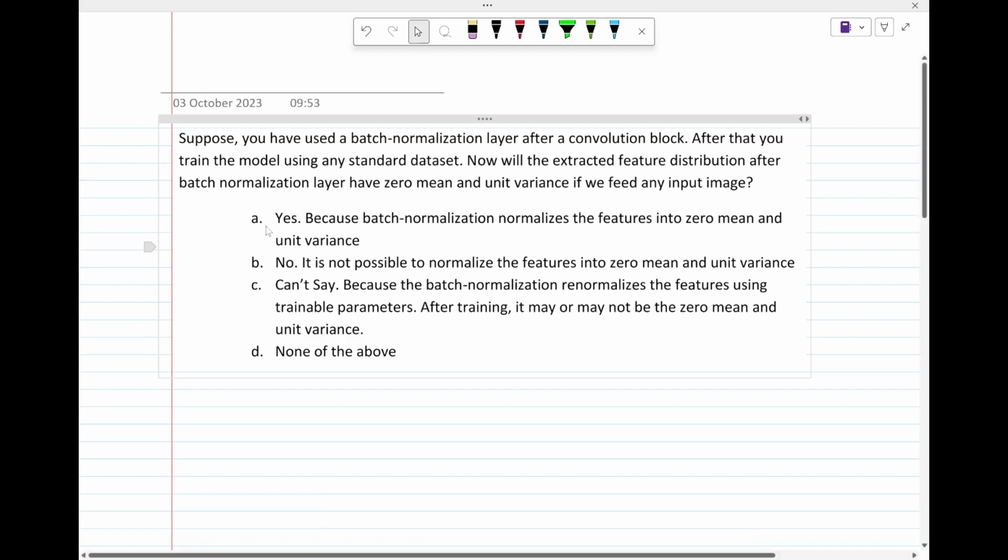So what is the answer? Option A is yes, because batch norm normalizes the features into zero mean and unit variance. Option B: no, it is not possible to normalize features into zero mean and unit variance. Option C: can't say, because batch norm renormalizes the features using trainable parameters, so after training it may or may not be zero mean and unit variance. Option D: none of the above. So what is the answer?